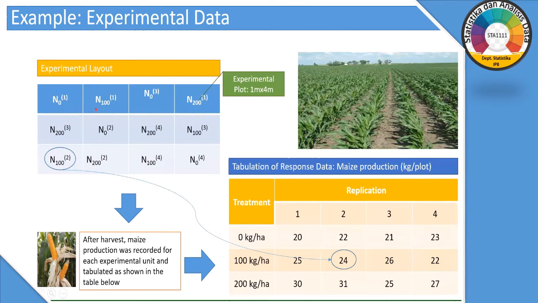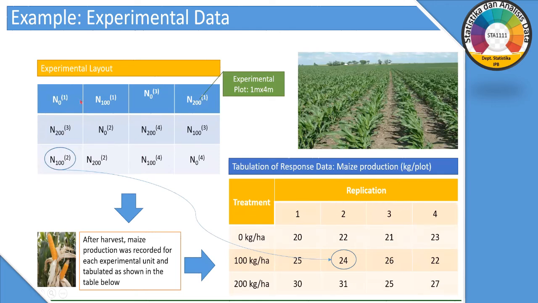This one, the second plot, receives a dose of 100 kilogram per hectare. The third plot receives, let's say, 0 again. The fourth plot receives 200. This one also received 200 and so on. So we assign these at random to each experimental plot, right?